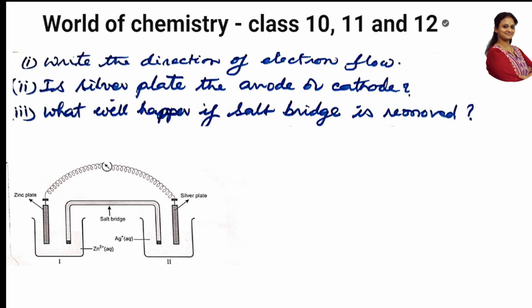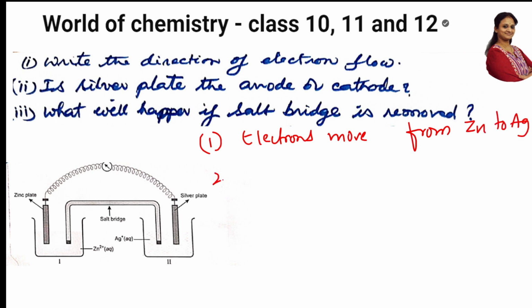Write the direction of flow of electrons. Where will it flow, students? Write the answer: electrons move from zinc to silver. Correct? Next question: silver plate, the anode or a cathode?